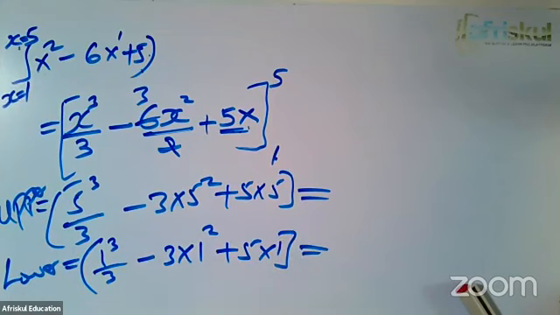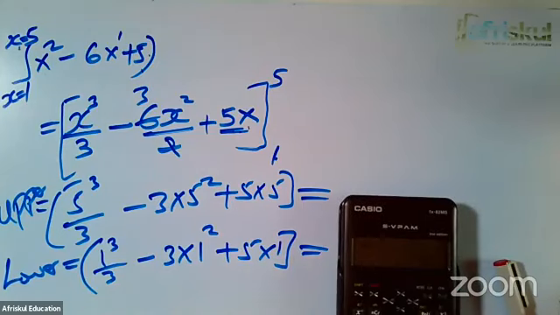So then what you need to do is to come and get a calculator. What do we have here, somebody? It is 5 raised to power 3 divided by 3 minus 3 times 5 squared.